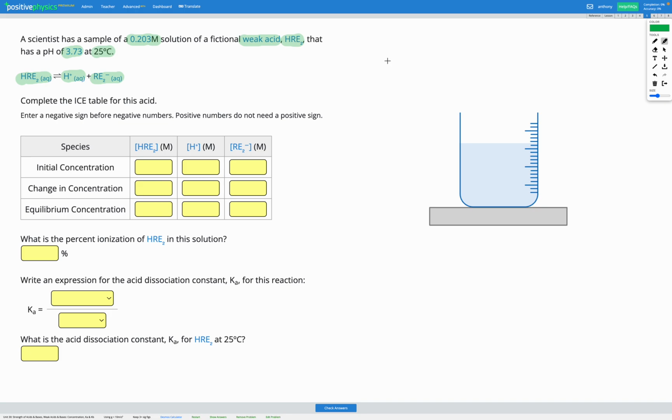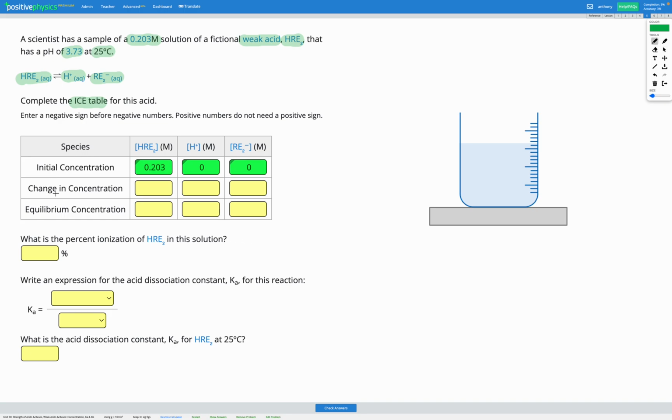Our first step is to complete the ice table for the dissociation of this acid. Now we're told that the sample has a 0.203 molar concentration. So that's going to be the concentration of HRE2 at the beginning, initial. And when we first add it, none of it is dissociated. The acid will then dissociate until it reaches the equilibrium concentrations, which is what we're trying to find.